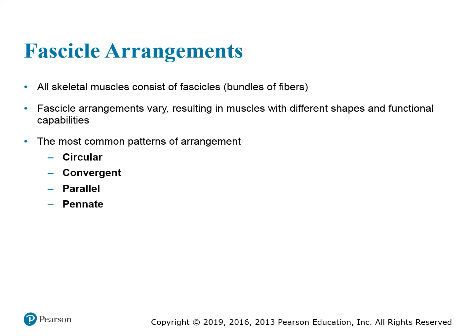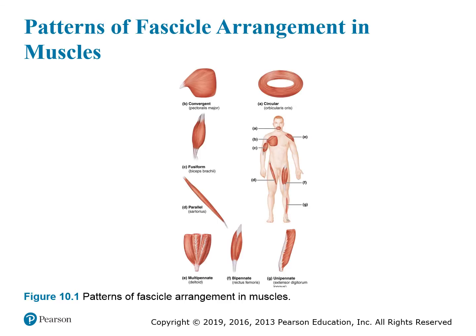Now, remember that we said that muscles are made up of cells called muscle fibers, and that the muscle fibers are bundled together into fascicles. So all of your skeletal muscles consist of fascicles, and the arrangements of the fascicles varies. And this results in muscles that have different shapes and functional capabilities. Some of the most common patterns of arrangement are worth knowing, especially the circular arrangement.